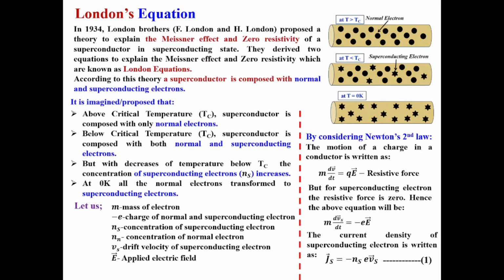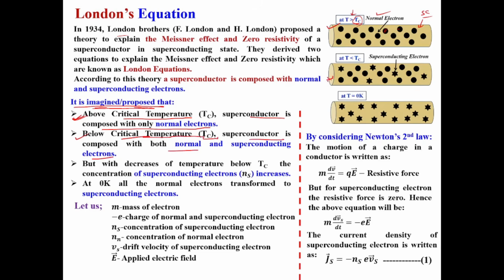Here is the detailed assumption by the London brothers. Above critical temperature, the superconductor is composed of only normal electrons. Considering this situation, this is a superconductor in the normal state, that means above the transition temperature. So all the electrons are called normal electrons. This is the assumption by the London brothers. Below critical temperature, the superconductor is composed of both normal and superconducting electrons.